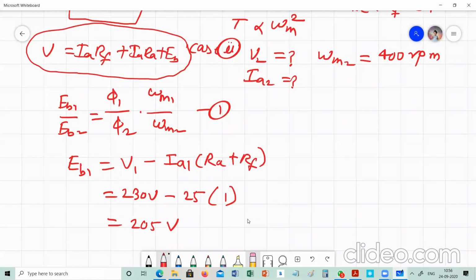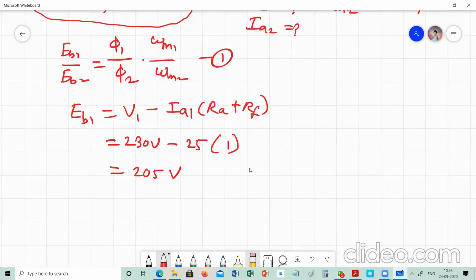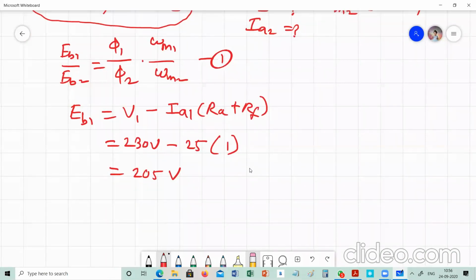Now we have the value of EB1. In equation number 1, we have calculated EB1 and we have the value of omega m1. We have to calculate omega m2, which is the unknown quantity. But to know omega m2, we have to calculate EB2 and the ratio of phi1 by phi2. We will see what other equations can be used for that purpose.